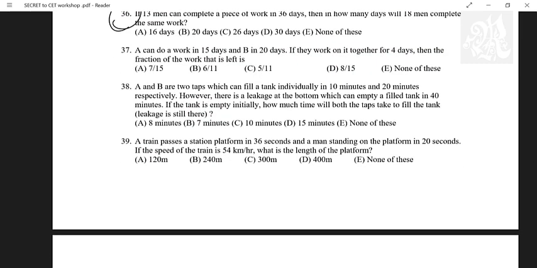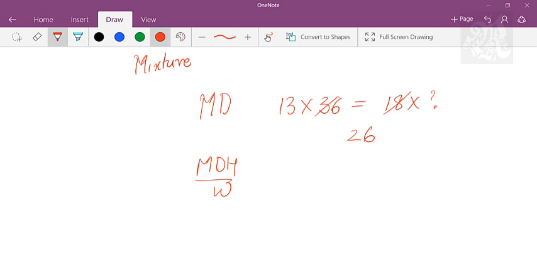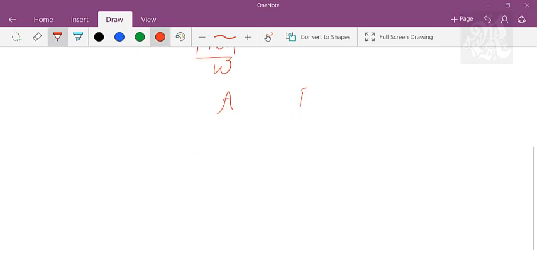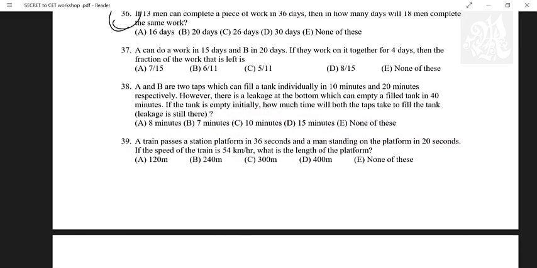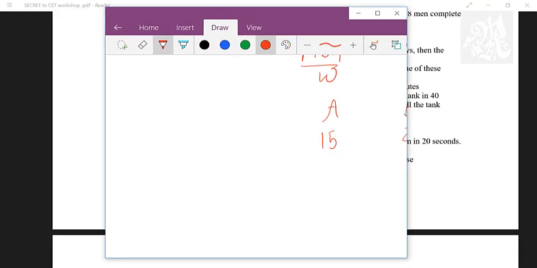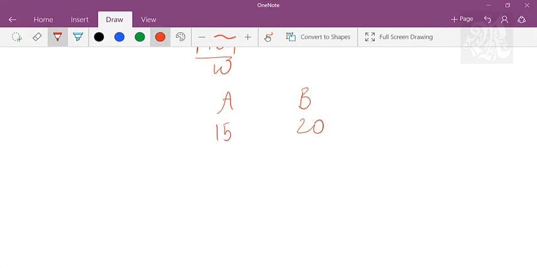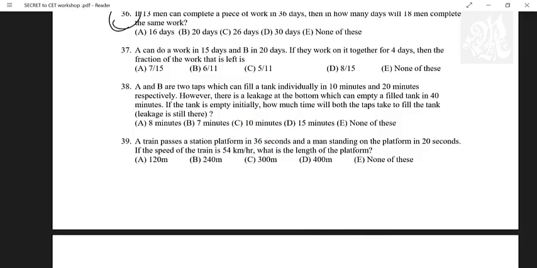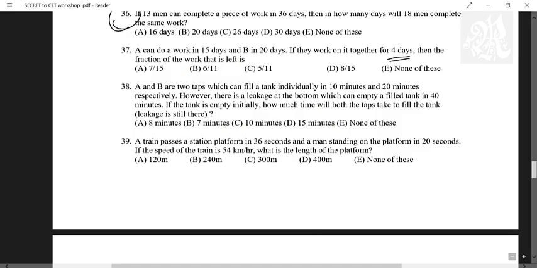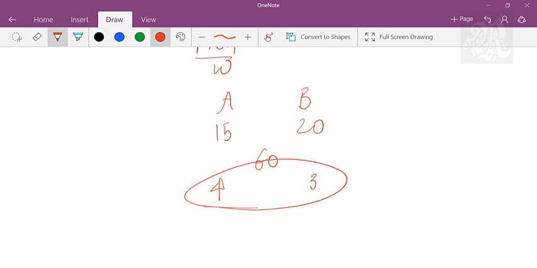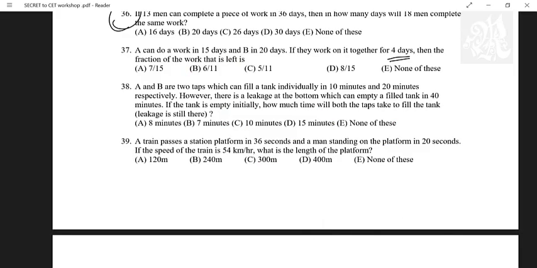Let's go ahead. A can do a piece of work in 15 days, and B says 20 days. If they work together for 4 days, then what fraction of work is left? Now here it's very clear. You just have to use the LCM. A can do it in 15 days and B in 20 days, so we take the LCM as 60. Then A will do 4 units a day and B will do 3 units a day. They work together for 4 days, so the total work they do is 7 units a day. For 4 days they'll do 28. So how much part of the work is completed, or rather left?